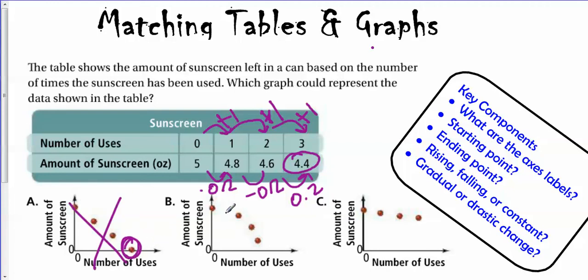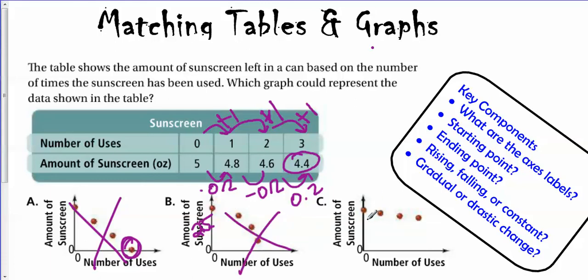Now look at this other one. This would be like, let's say that's 5, and kind of eyeball it. Like right there would be about 2.5 ounces if you're looking halfway. Did I fall below 2.5 ounces of sunscreen? No. I really only went down a small portion. This is showing a drastic change. They're using a lot of sunscreen. So it's not going to be that one, which leaves C.